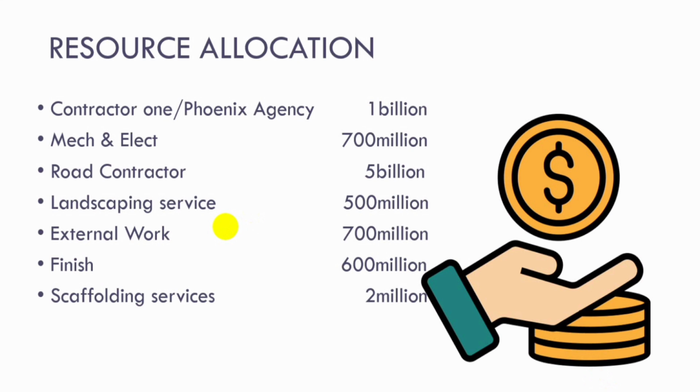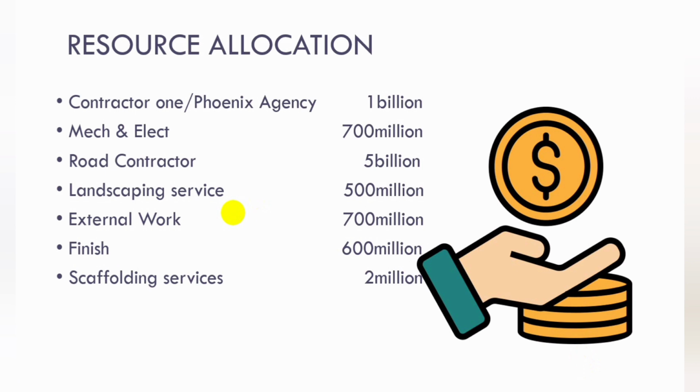So as you can see, contractor 1 Phoenix Agency was given $1 billion for 10 block of 1-story building. And then you see MEC and Elect were given about 700 million. These are just assumptions. Road contractor were given 5 billion for all roads in the estate. Landscape services was given this amount. So the first thing you need to do is that, because the Microsoft project most times get paid per hour.